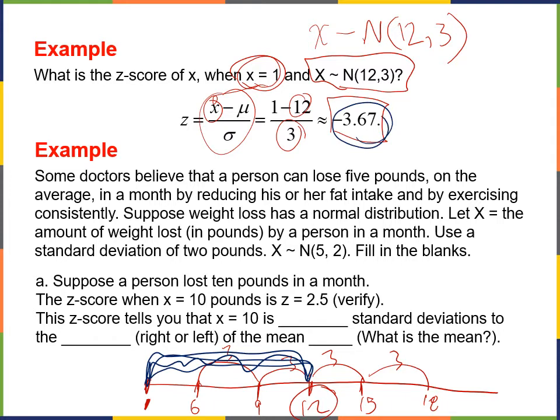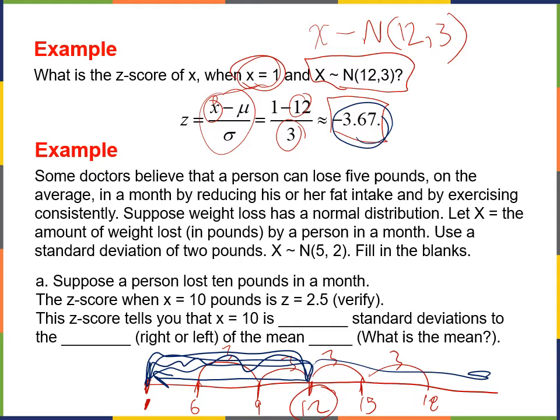It's 3.67 standard deviations away from the mean. That's what a z-score of -3.67 means. And the fact that it's negative means it's below the mean, okay? Because a z-score of negative values is below the mean, and a z-score of positive values is above. And we've gone through this back when we talked about z-scores.